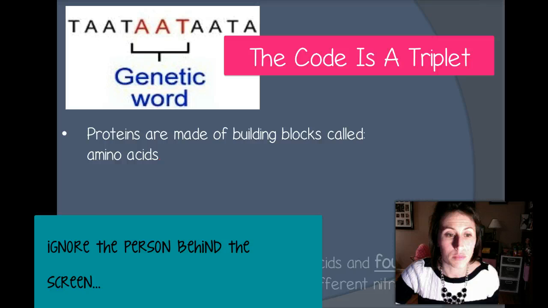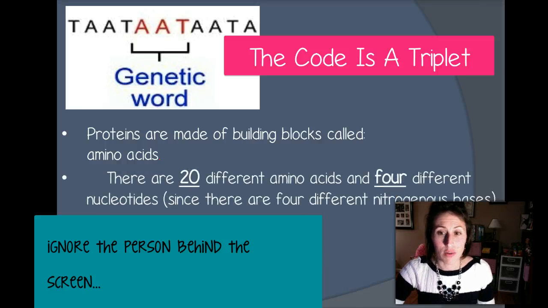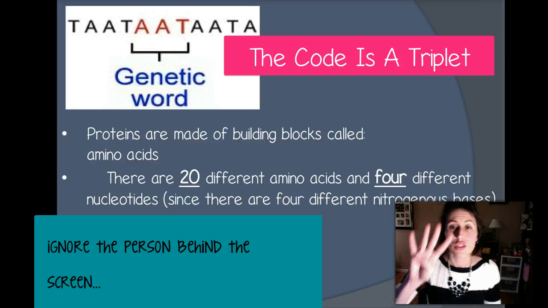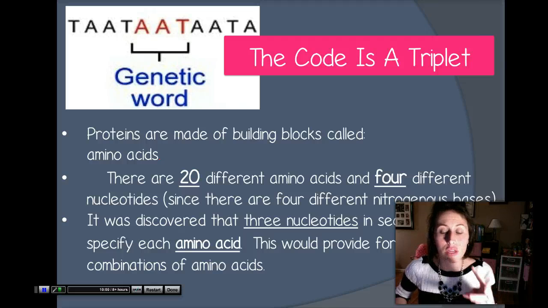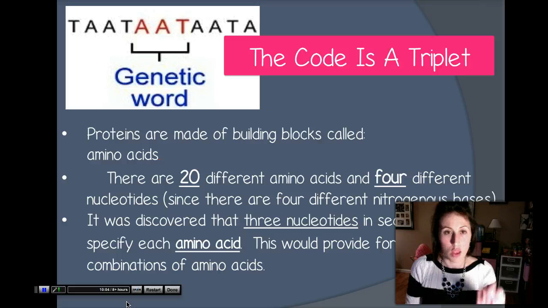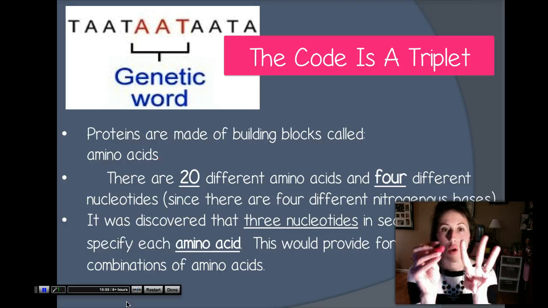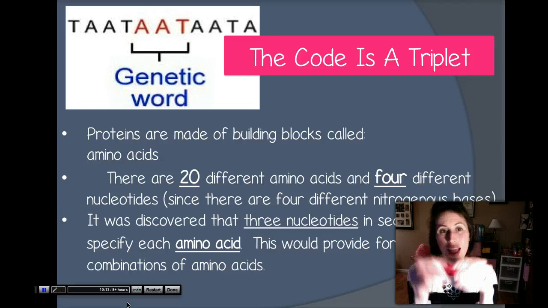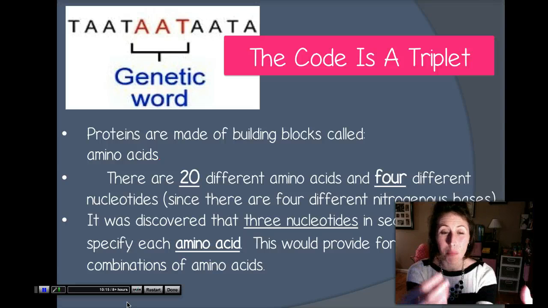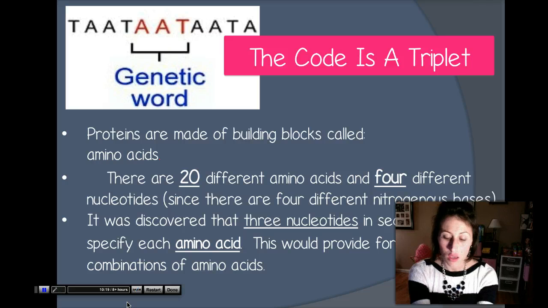There are 20 different amino acids, and there are 4 different nucleotides, okay? Because there are 4 different nitrogen bases. It was actually discovered that 3 nucleotides in a sequence must specify 1 amino acid, okay? So 3 nitrogenous bases code for 1 amino acid. Got it? That actually creates up to 64 possible combinations of codons. That's crazy.